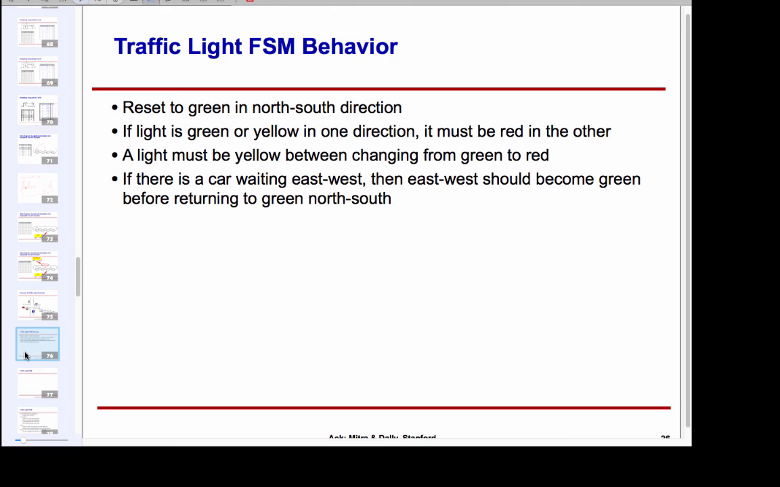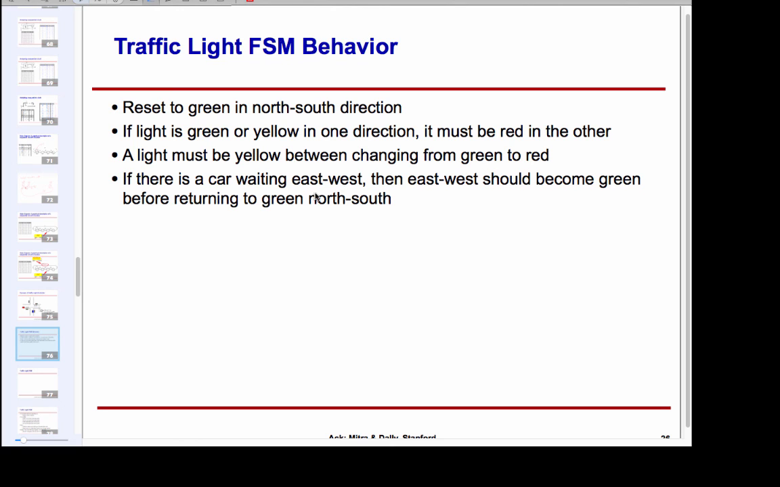So the behavior is the following: upon startup, reset to green in the north-south direction. North-south is a primary road, so we are going to give it a green. If the light is green or yellow in one direction, it must be red on the other. Needless to say, it should be like that. A light must be yellow between changing from green to red. So if I'm changing from green to red, it should go through a transition for yellow. Again, that's how lights behave at traffic corners, or at least should behave.